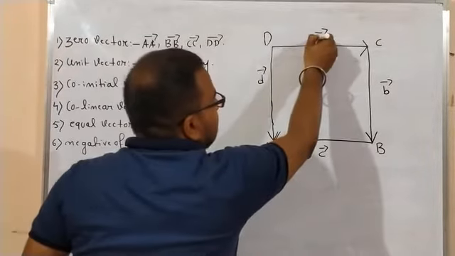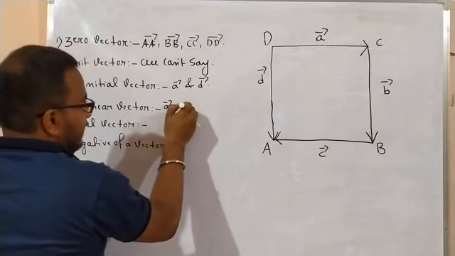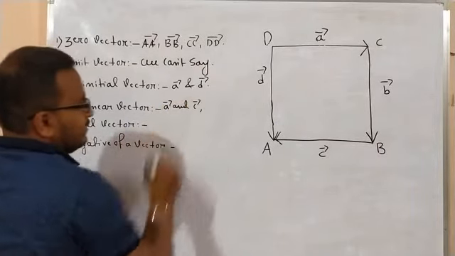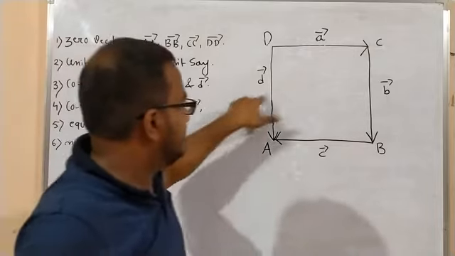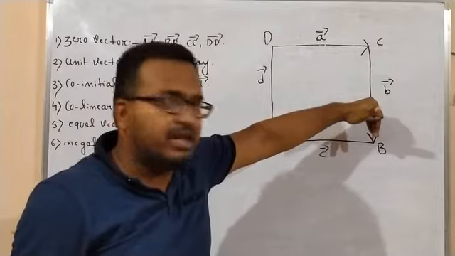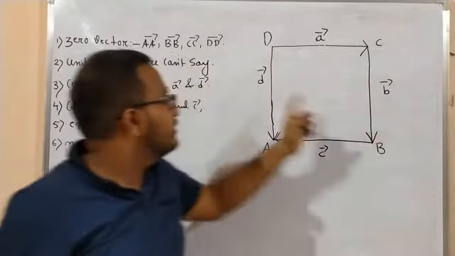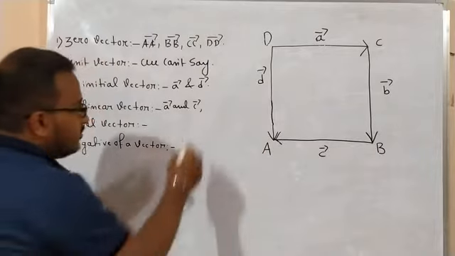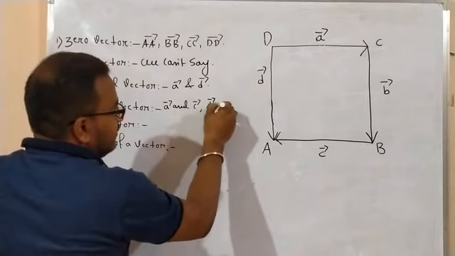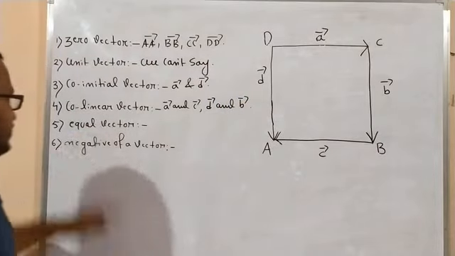This is my A vector, right? A vector and C vector, and another one is this. This vector and this vector are also collinear vectors because they have the same magnitude as well as the same direction. So D vector and B vector. Now equal vector.